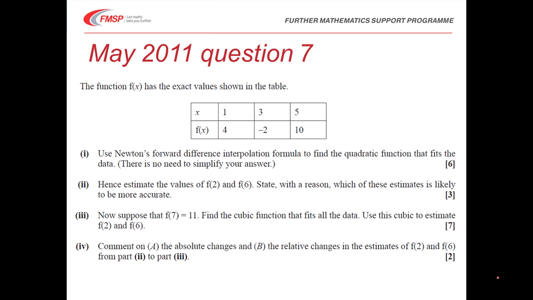Then we've got to estimate what F2 is and F6 and state which one's most likely to be more accurate. And then it gives us another value and asks us to find a cubic, 7 marks, and then we've got to estimate F2 and F6. And then we've got to comment on the changes by going from having a quadratic estimate to a cubic estimate.